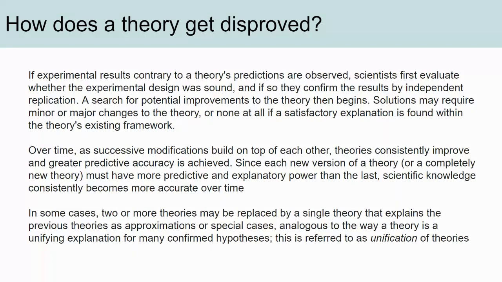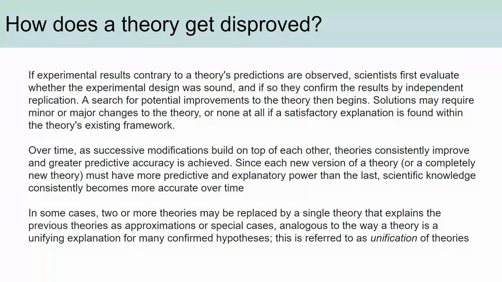So over time, and we see that with Dalton's atomic theory, which we'll get to, modifications build on top of each other, and the theories are constantly improving, and greater predictive accuracy actually does happen over time. And since each new version of a theory must have more explanatory power than the last, therefore our scientific knowledge becomes more accurate over time. So due to all of these modifications, what we now know is the best truth that we have access to.